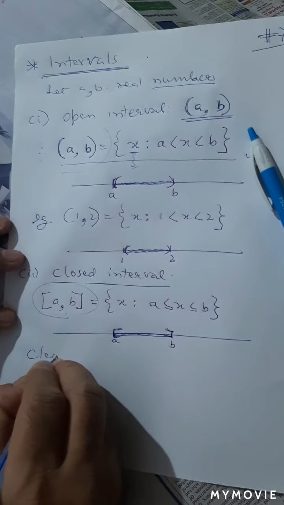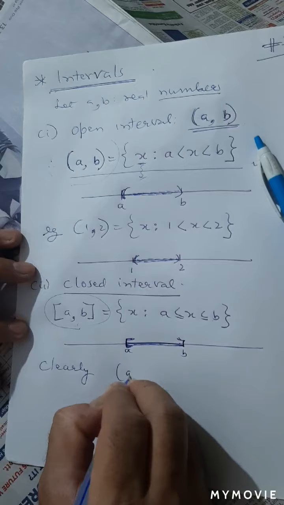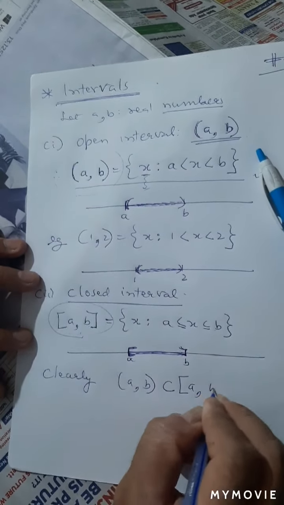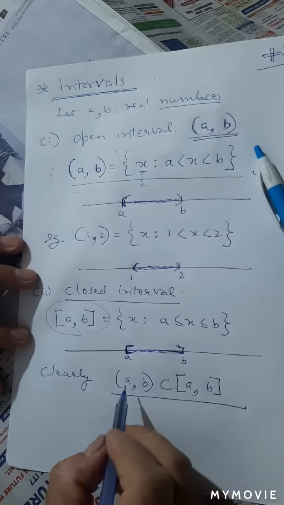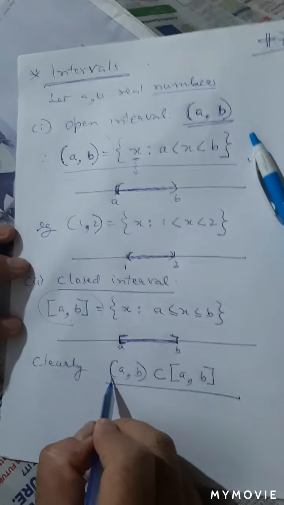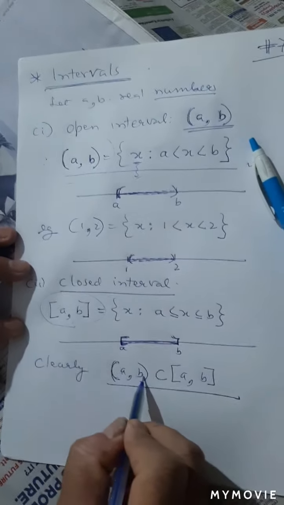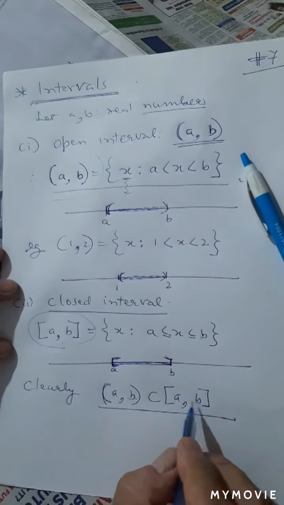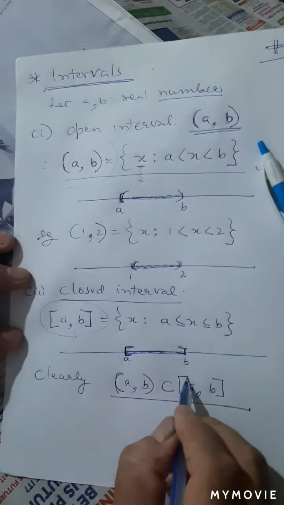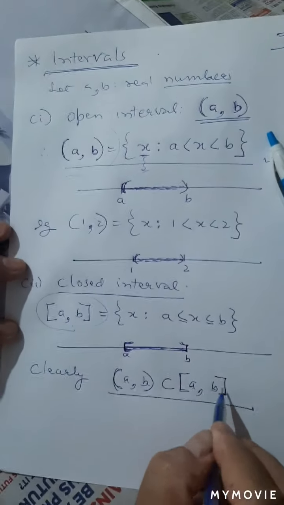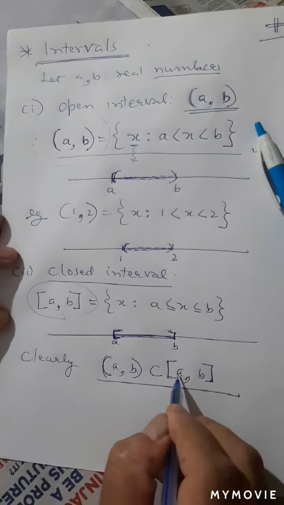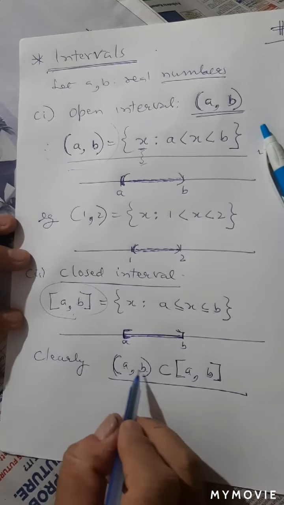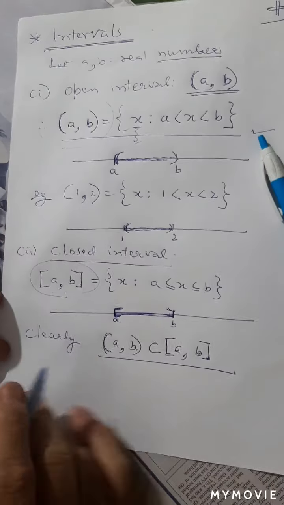So you can see that the open interval A comma B would obviously be a subset of the closed interval A comma B. Why this? Because open interval A comma B means every number between A and B, and closed interval A comma B means every number between A and B including A and including B. So there are 2 extra numbers in this, which are A and B. A and B are included here, A and B are excluded there.